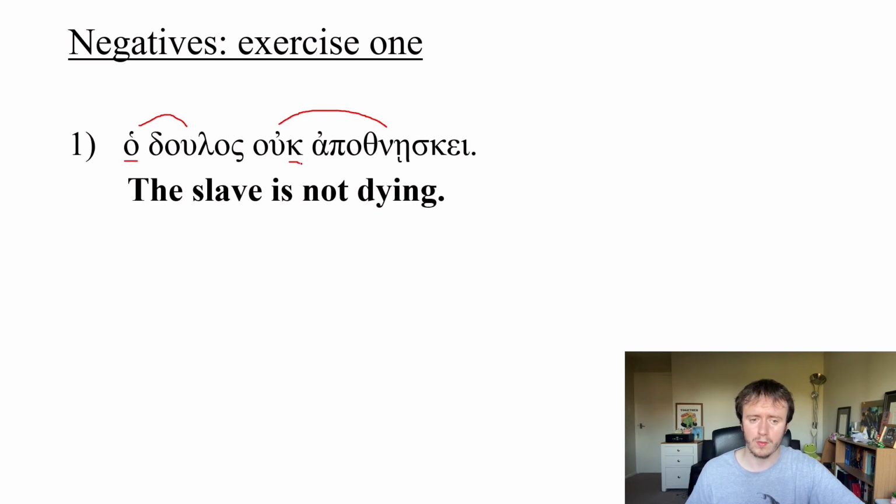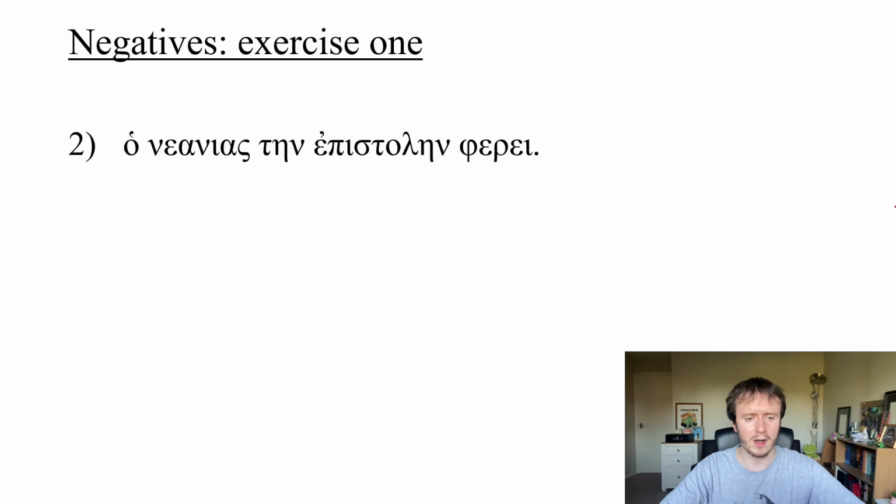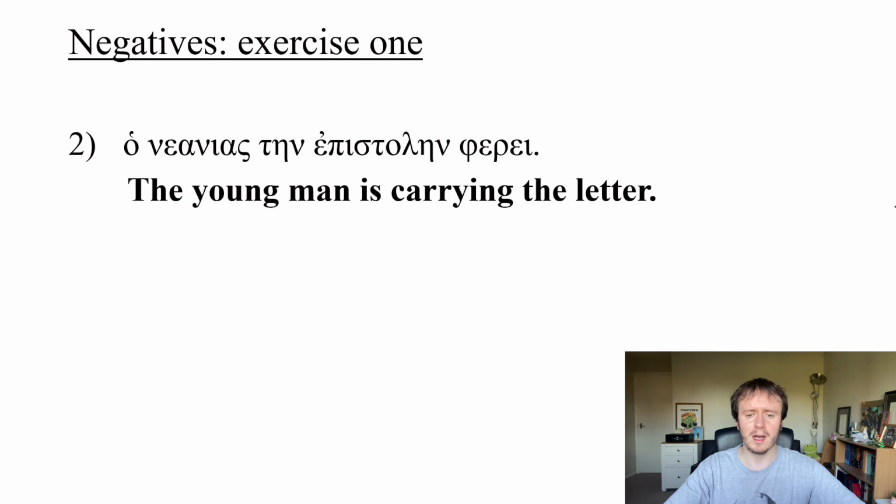It was ouk rather than ou or ouch, because this following word, apothneiskei, begins in a vowel with a smooth breathing. The second one was ho neanias tēn epistolēn pherei. This should have been translated as the young man is carrying the letter, or the young man carries the letter. There was no negative in this sentence. We didn't have ou, ouk, or ouch.